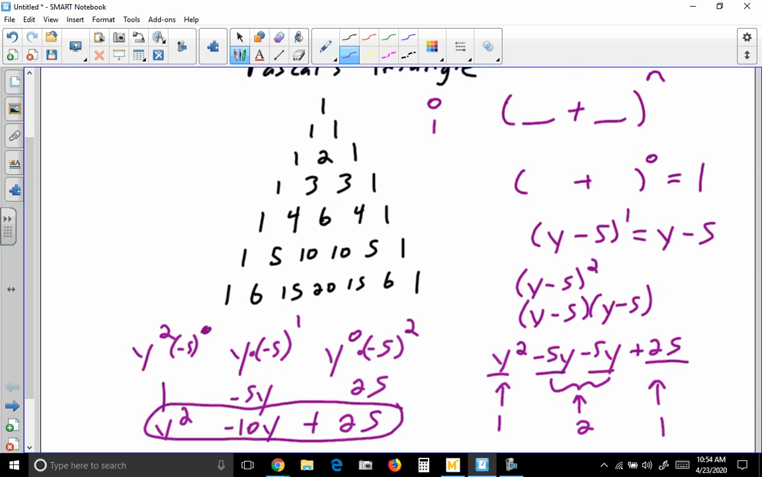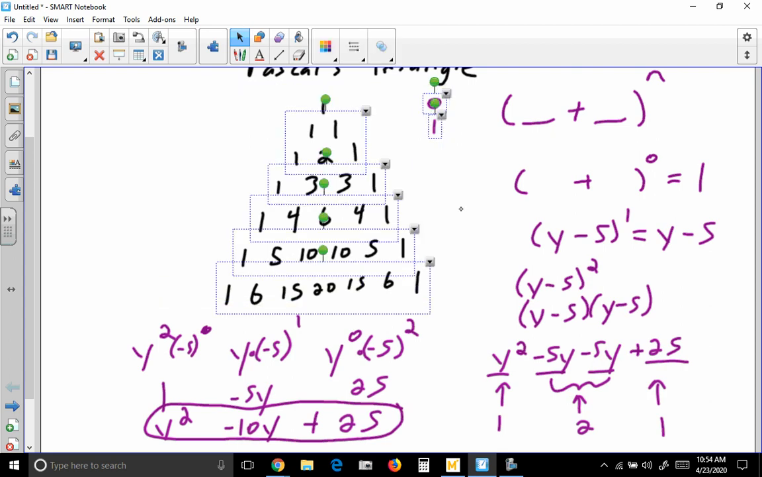Now, for a square, it would be much simpler just to distribute it out. But when we have higher and higher degrees, that would get messier and messier and messier. So what I'm going to do is I'm going to copy the triangle.